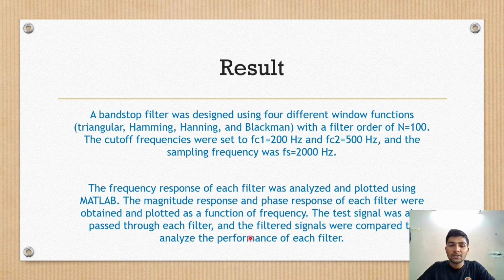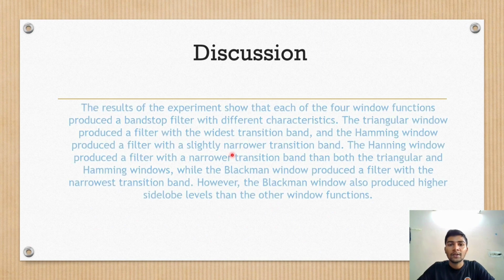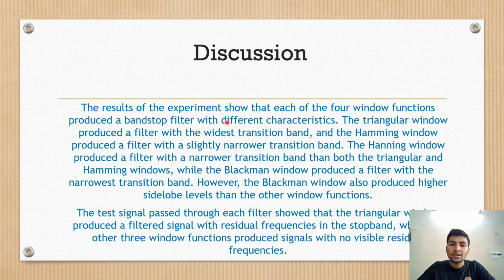The test signal was also passed through each filter, and the filtered signals were compared to analyze the performance of each filter. In discussion, you can see that the result of the experiment showed that each of the 4 window functions produced a band stop filter with different characteristics.